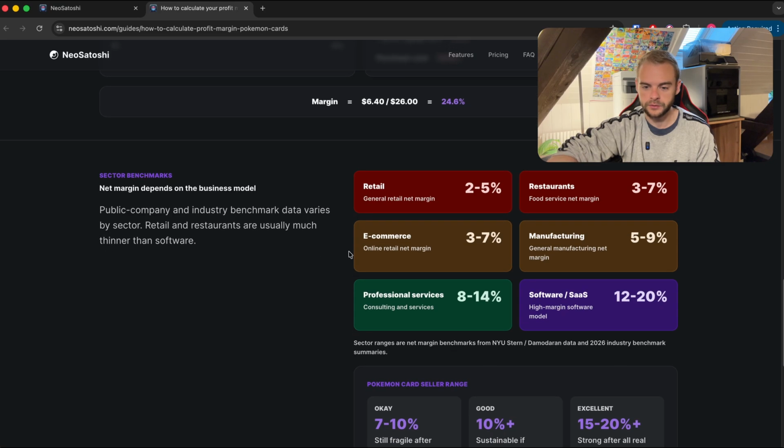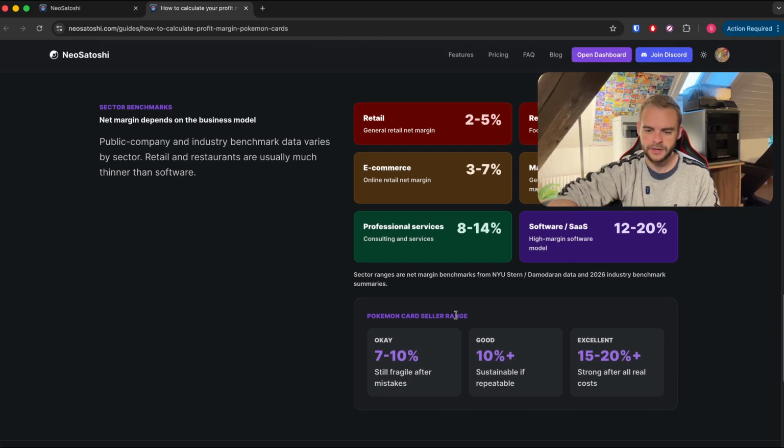Okay, now if you take a look at Pokemon card sellers, it's okay to have around about 10%, but it's a bit low, especially if you count in the losses you also make and the risks you face. And the card prices can change as well. So if you buy high and then the prices drop, right now it's not the case, but it could be the case. And if you have a high amount of cards which are very high value, you have a risk because of this. Then good is 10% plus, and excellent is 15 to 20%, and above this it's very strong.